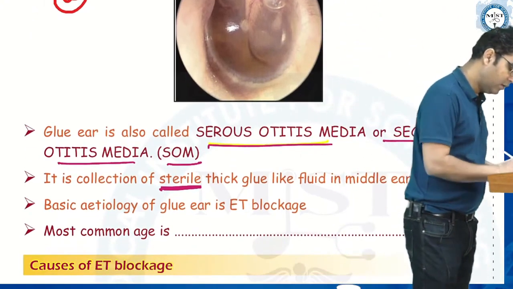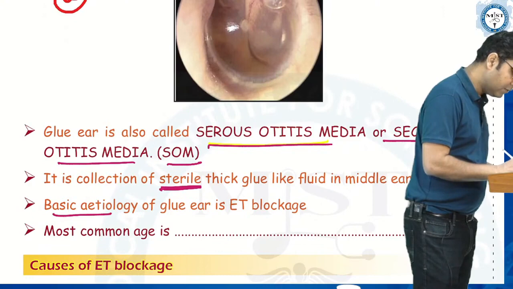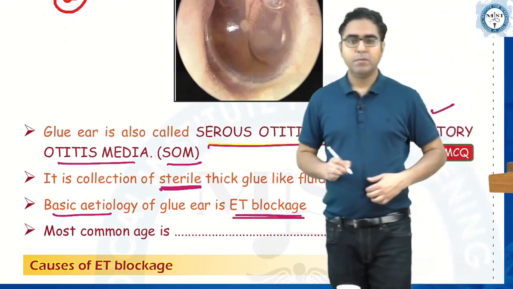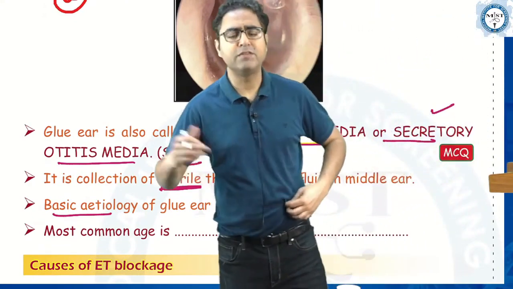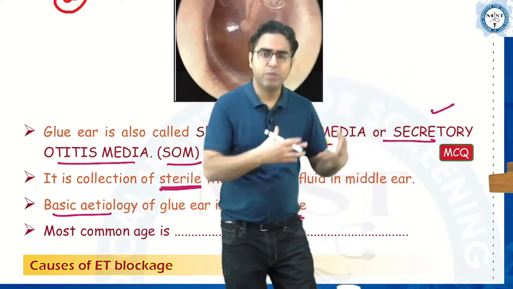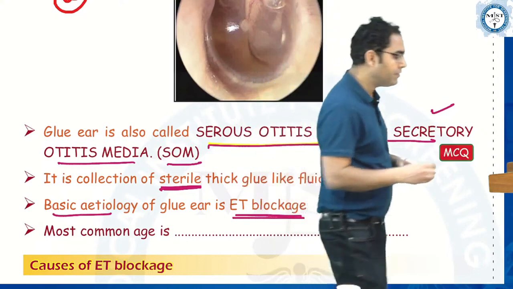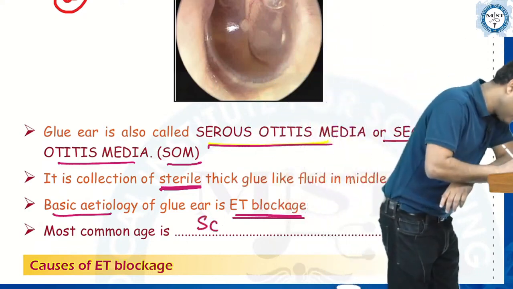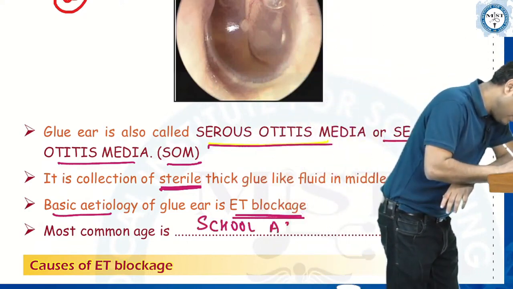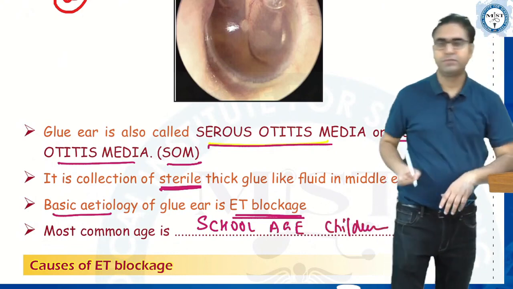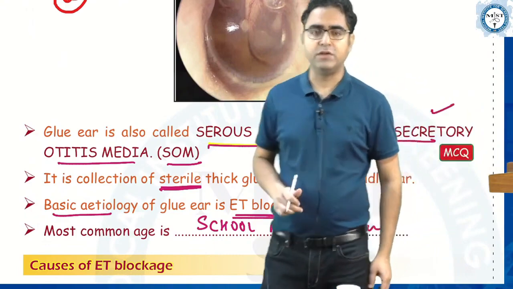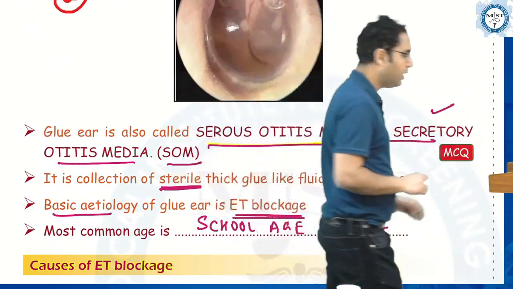Basic etiology is ET blockage. We have been discussing since yesterday: if your Eustachian tube is blocked, the middle ear can get glue ear. The most common age is school age children. This is mostly a disease of school age children.